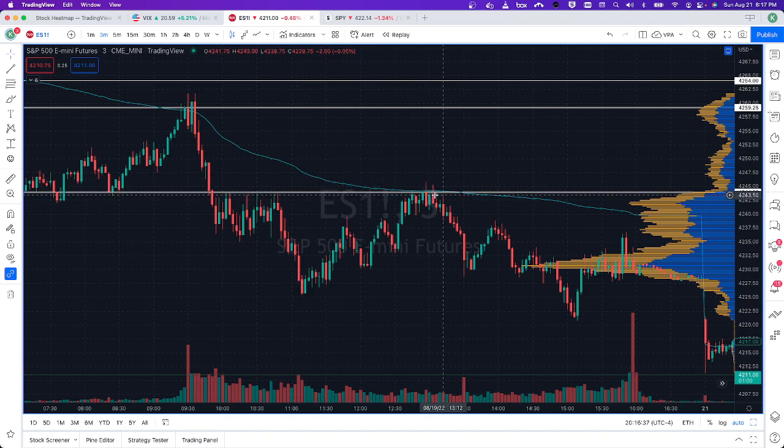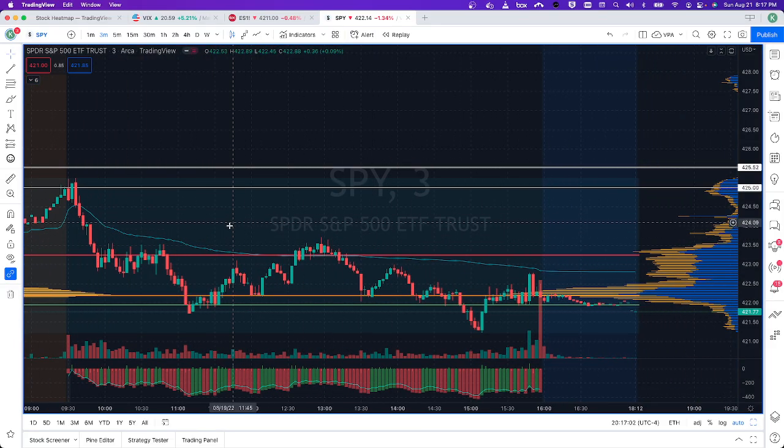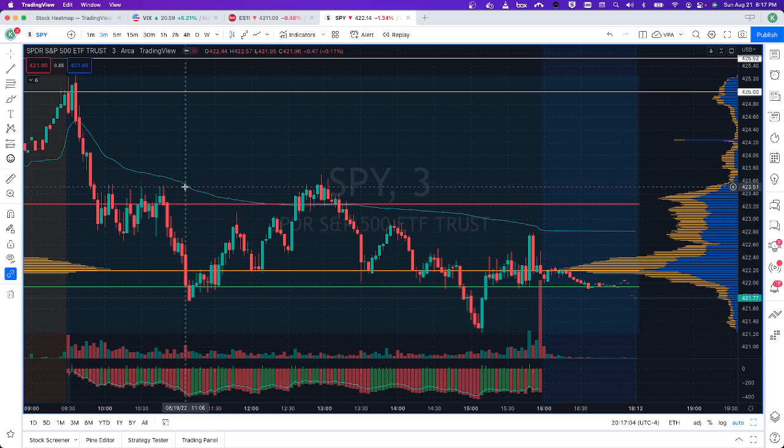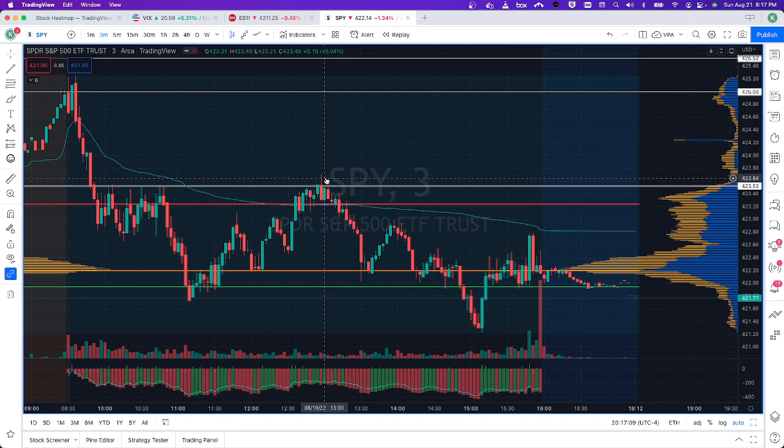And on ES, this lined up with the VWAP. On SPY, it did not line up with the VWAP as cleanly. However, it still did line up with this previous price action. Now we do get a little bit above it, but as soon as we do, we start rejecting again. And same thing on SPY, we have this big volume gap here.